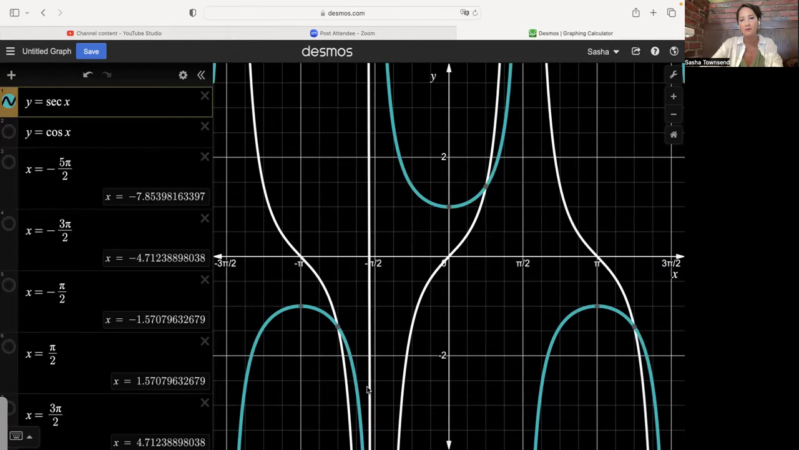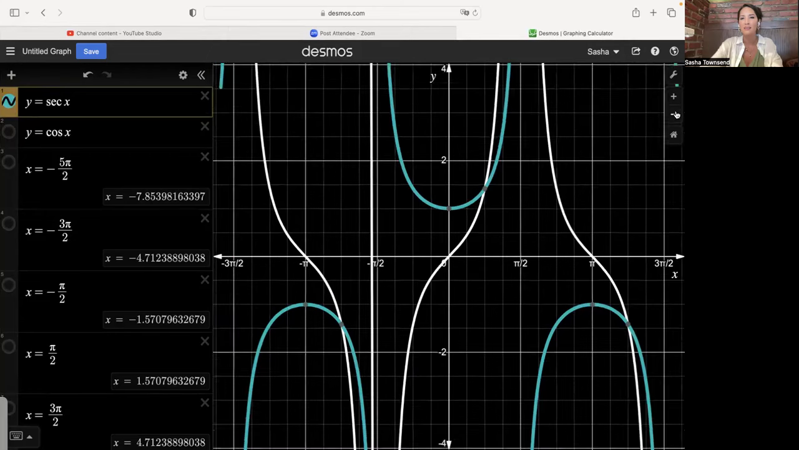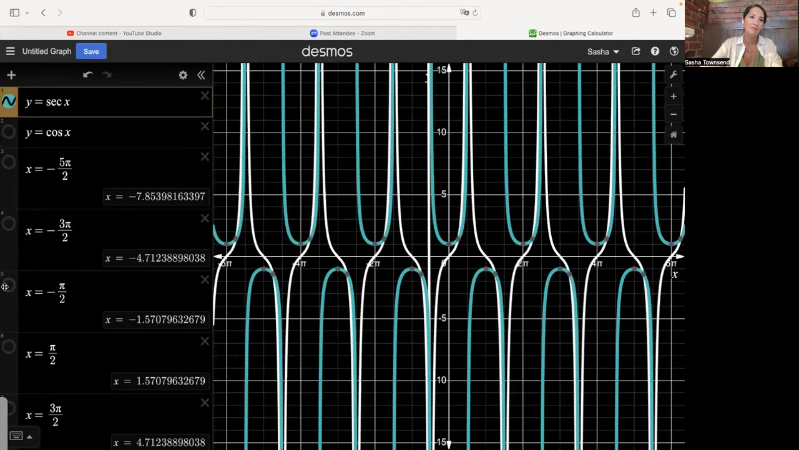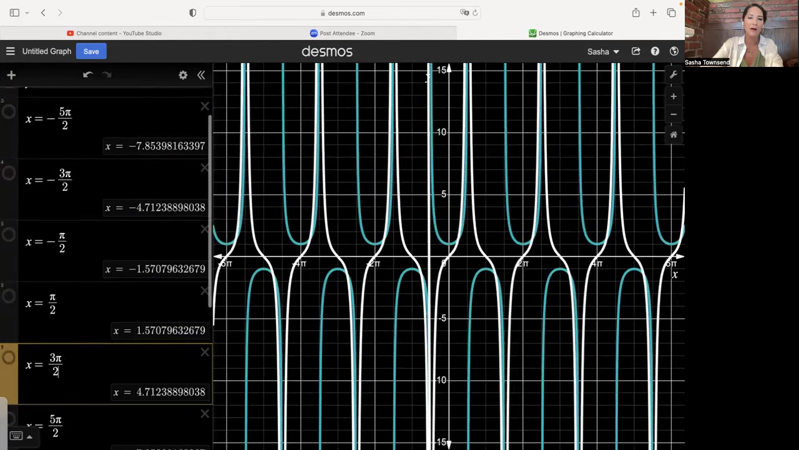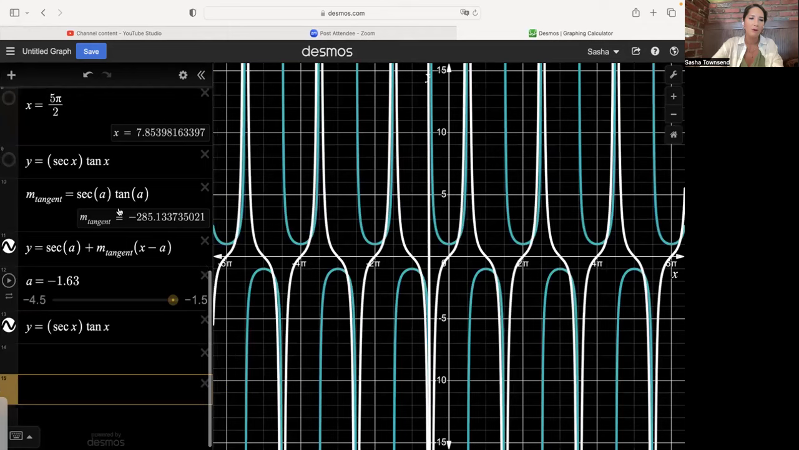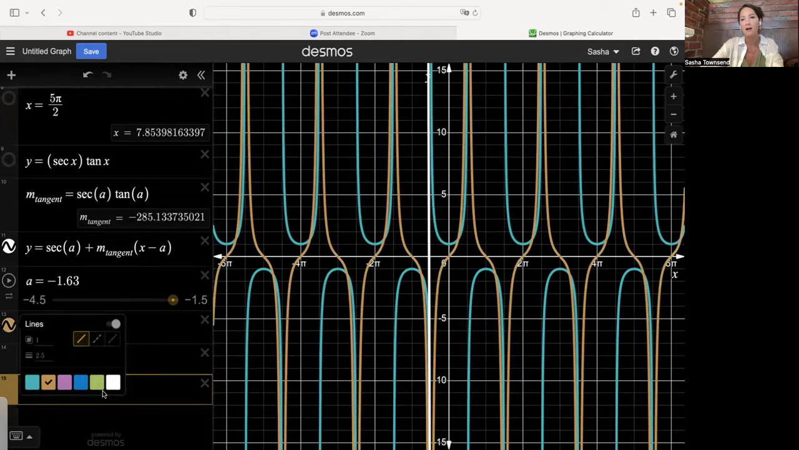Positive slope, zero slope, negative slope. Positive slope, or excuse me, negative slope, zero slope, positive slope. So we're going to have negative values, zero value, positive. And then it keeps repeating. And for the teal graph, the secant graph, and then those white branches, I think I want to use a different color to represent its derivative.